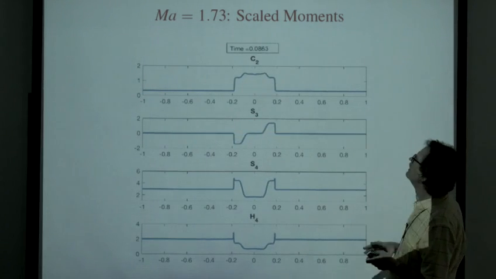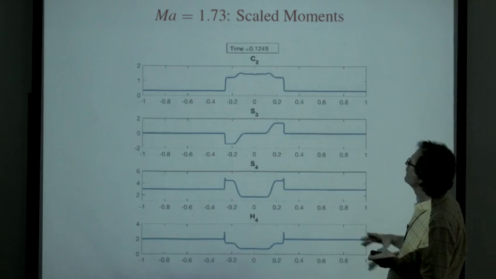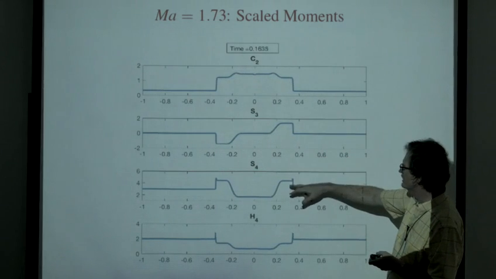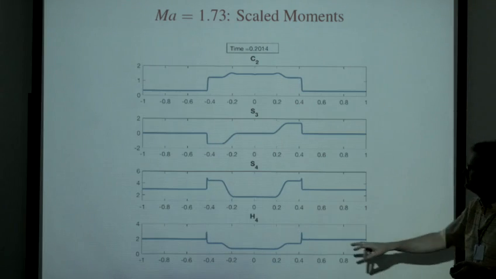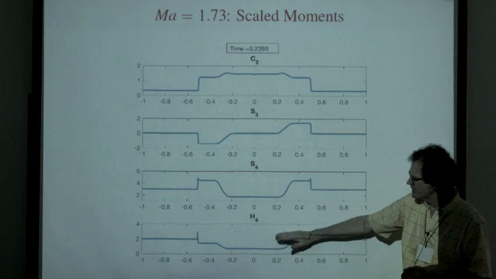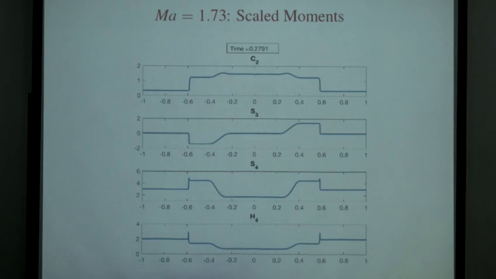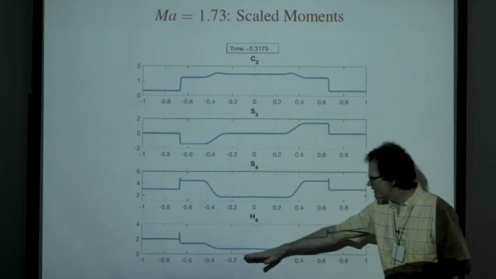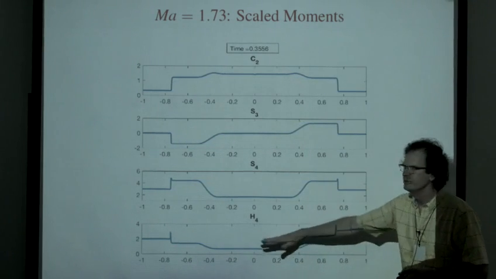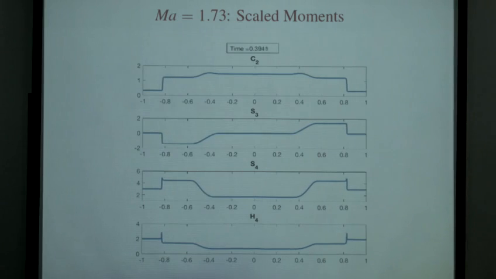C2 is a portion of the granular temperature. S3 is skewness. S4 is kurtosis. And then H4 is the Hankel matrix of order 4. As long as this is positive, the system is realizable. So what this is telling us is we start realizable with a Gaussian over here, and it stays realizable, which is what we expected from our fluxes.